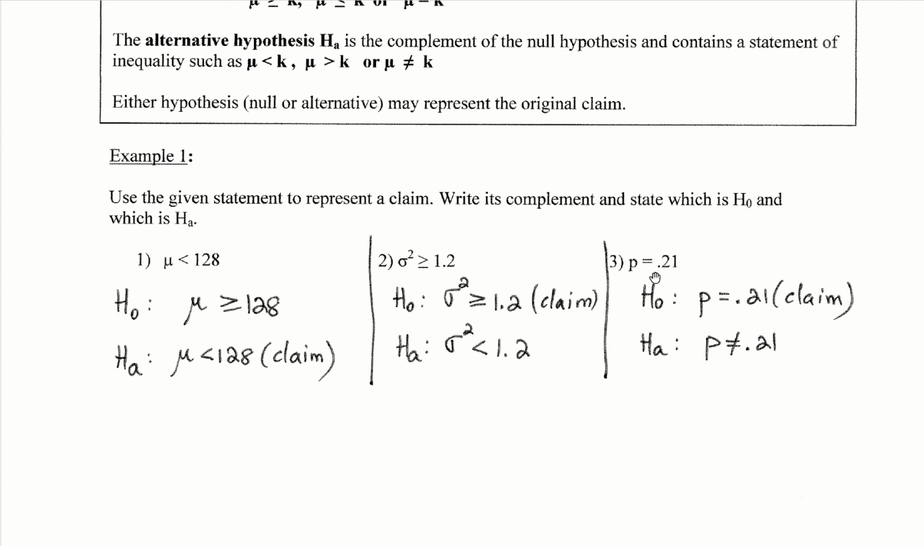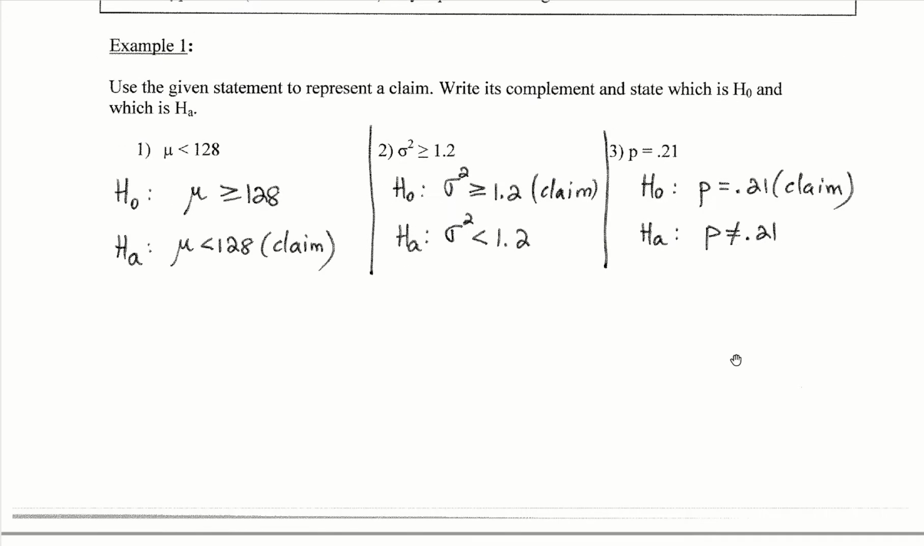In part 3, they're saying that a population proportion P is equal to 0.21. So that would be our null hypothesis because it's equal to, and that was the claim. The complement of equals would be not equals. So the alternative hypothesis is that the proportion is not equal to 0.21.